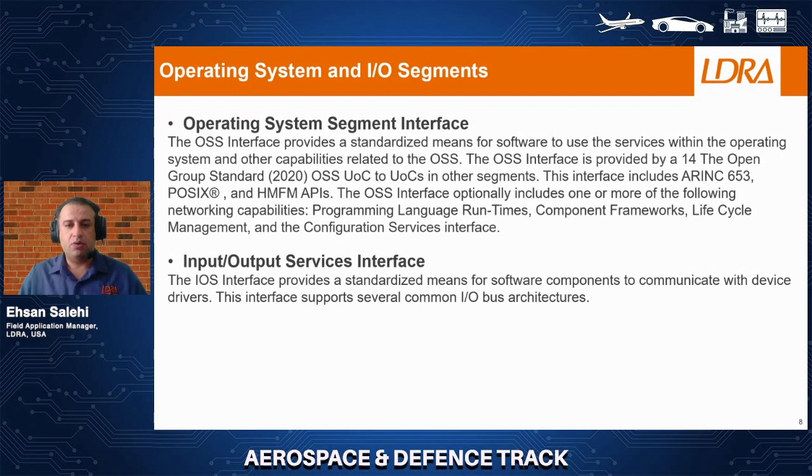The OSS interface is provided by a 2020 Open Group standard, basically the OSS UOC, along with UOCs in other segments. These interfaces include the ARINC 653, POSIX, and HM/FM APIs. The OSS interface optionally includes one or more of the following capabilities: programming language runtimes, component frameworks, lifecycle management, and configuration service interfaces. Input and output service interfaces, as we explained before, are responsible for communication between the operating system and platform-specific service segments.